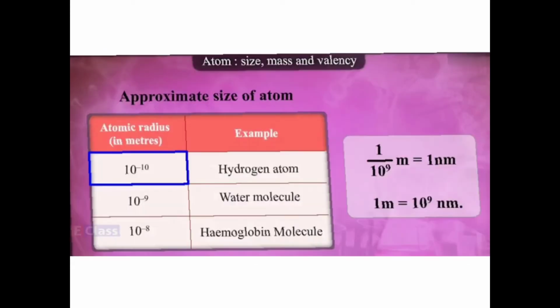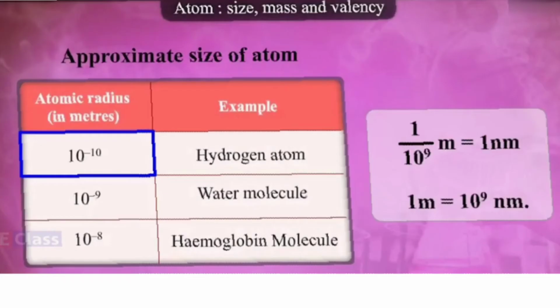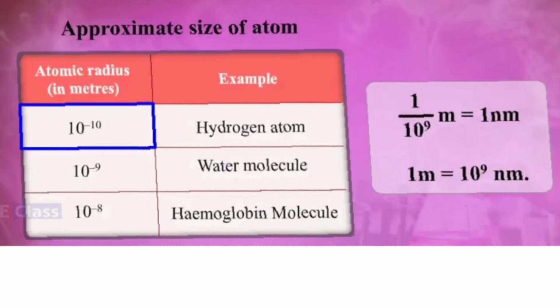Now let's get a glance at the size of the atoms of hydrogen, water, and hemoglobin, just to give an idea of the size of an atom. Hydrogen is very small, measured in 10 raised to minus 10. Water molecule is in nanometer, and hemoglobin is 10 raised to minus 8. As it is 10 raised to minus 8, this is bigger, right?